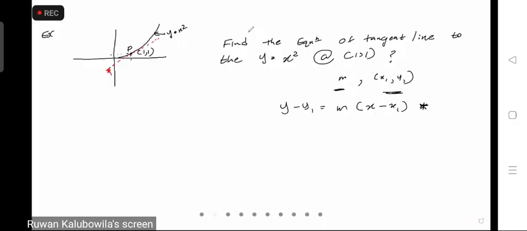So here they ask again for the equation. For that, you should know the gradient of this tangent line, as well as a point. The point we already know, because point P means (1, 1), right? So the question is how to find the gradient of this line. If you know these two, you can write down the expression for the line.